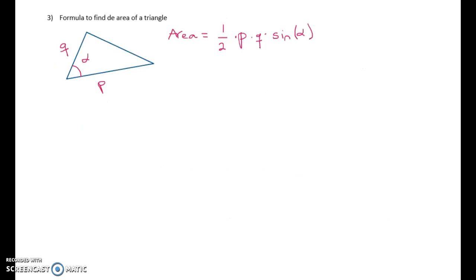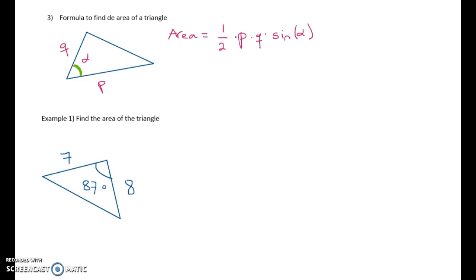The third thing that we need to review is the formula to find the area of a triangle. Note that the triangle that I drew over here is not a right angle triangle, it's just any triangle where we know that one side is P, another side is Q, and here the angle between the two sides that we know is the angle alpha. So then our formula says that we can find the area as a half times the length of one side times the length of the other side times the sine of the angle between the two sides that we mentioned before.